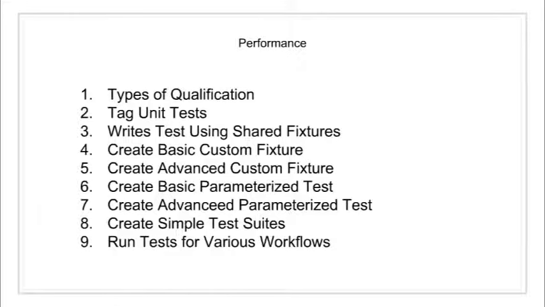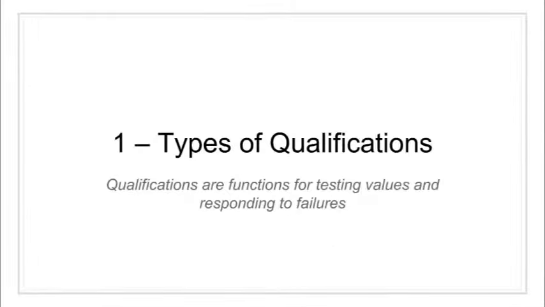The first one covers the qualifiers that are there in the class-based unit test. The second section deals with grouping the tests using the tags. After that, I discuss shared fixtures, custom fixtures, and parameterized tests. The last two sections deal with creating test suites and running tests for various workflows. First, I will start with types of qualifications.